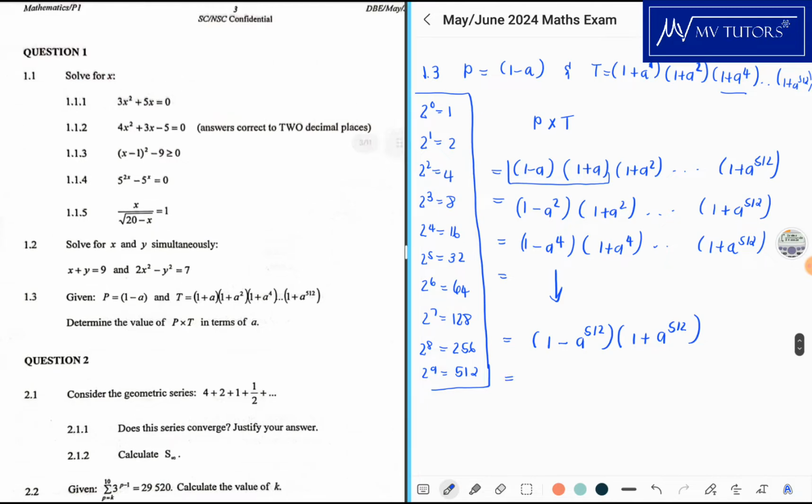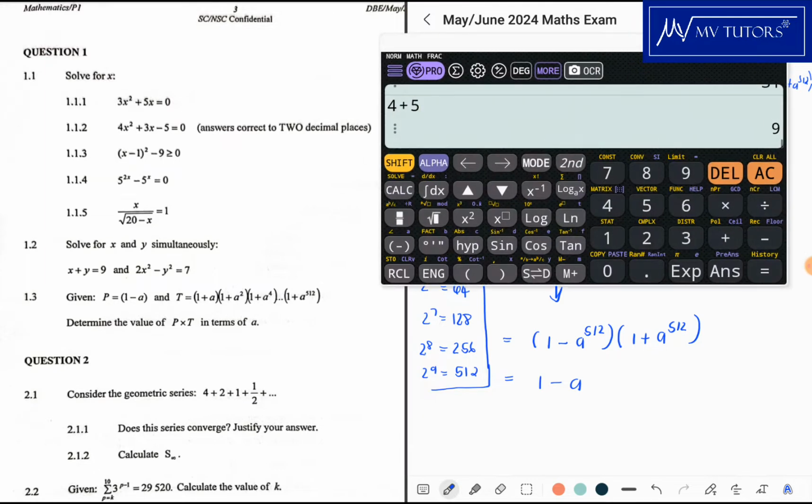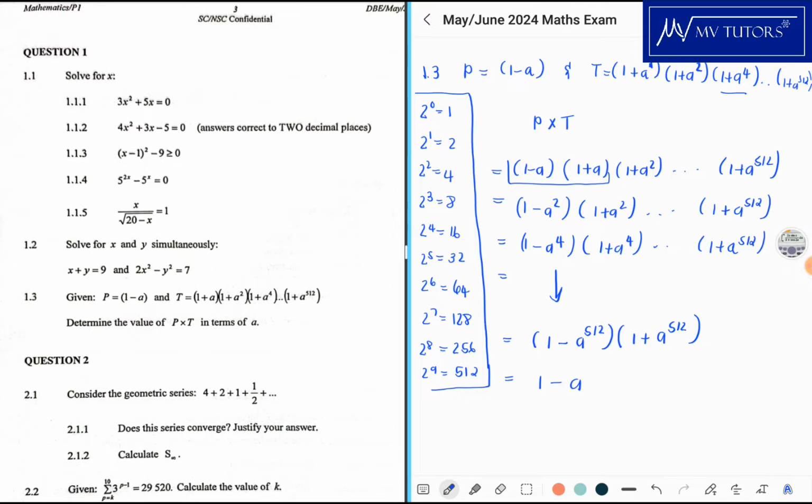And then our final answer, again, difference of 2 squares, we're going to say 1 minus a to the power 512 plus 512. Okay, remember when we multiply the same base, we add the exponents. So we're going to get 1 minus a to the power 1024. And that is your answer for p times t. Okay, and that is it for question 1.